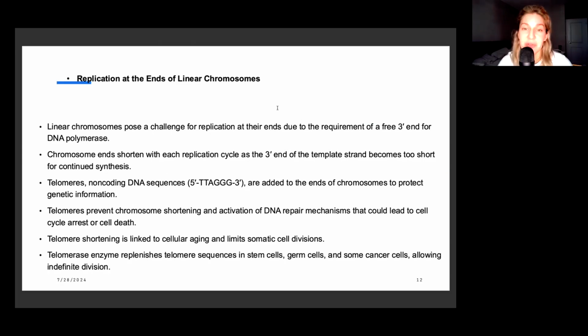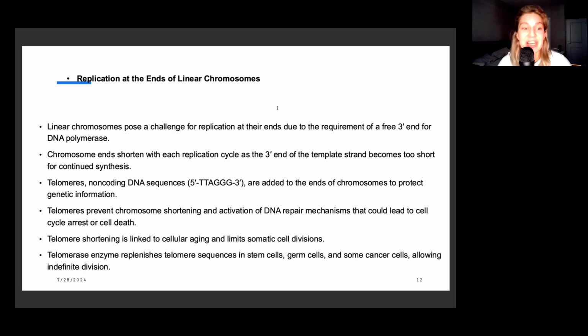Replication at the end of linear chromosomes. Chromosome ends shorten with each replication cycle at the 3' ends of the template strand, and also the template strand becomes too short to continue the synthesis.